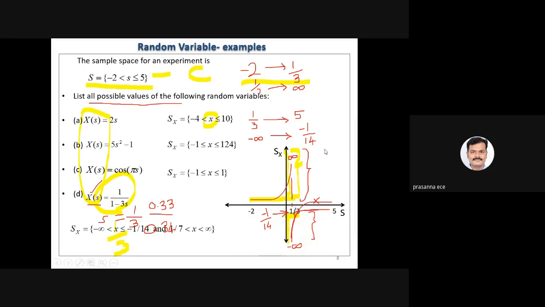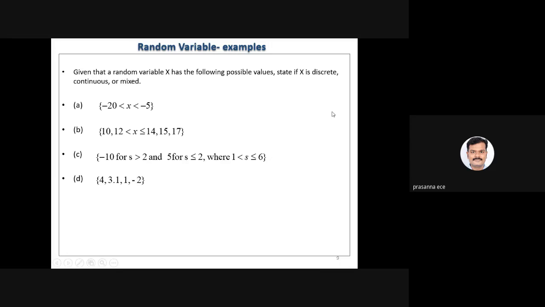Okay, so now we can classify the random variables. You've been given some random variables, and you have to classify whether they are discrete or continuous or mixed random variables. So what about the first one? Is it a discrete or a continuous random variable? The set of all x such that it has values between -20 and -5. So it occupies all the points in the number line. So obviously it is a discrete random variable, sorry, it's a continuous random variable.